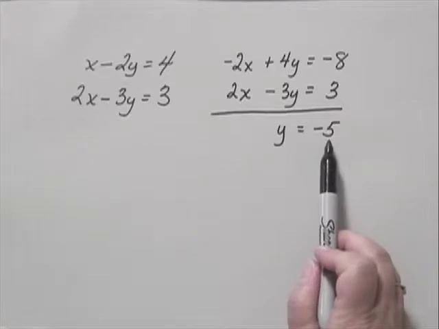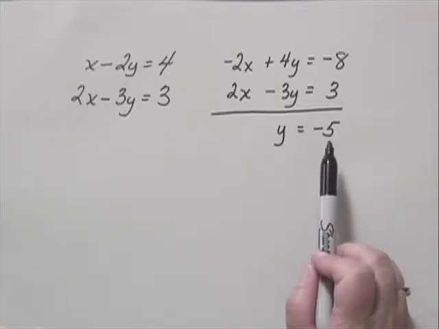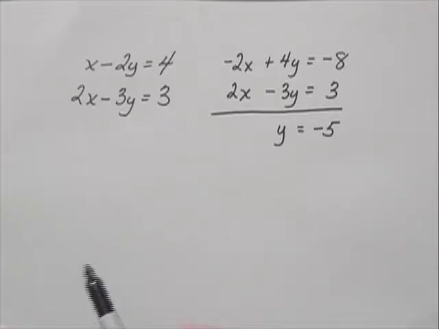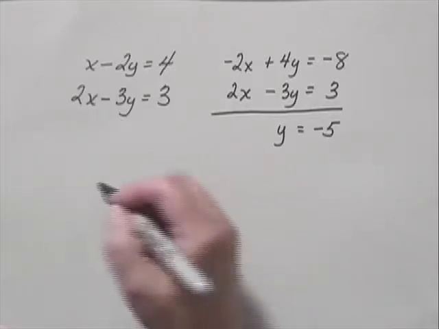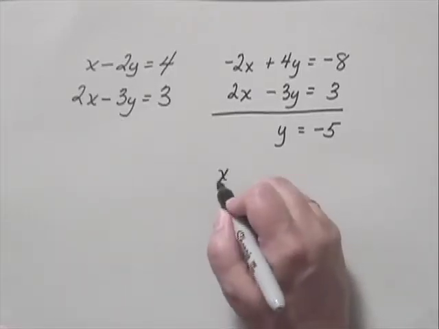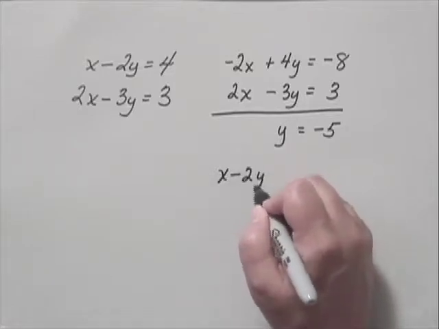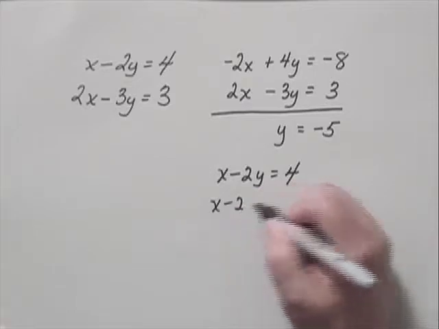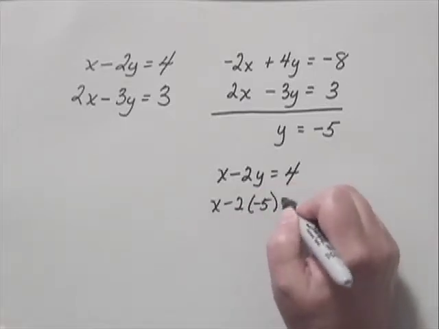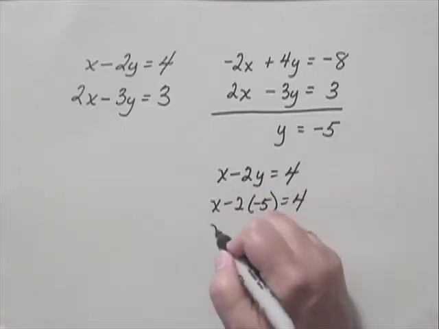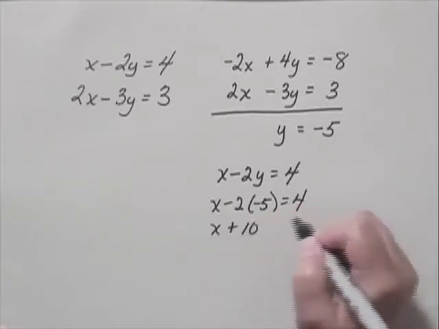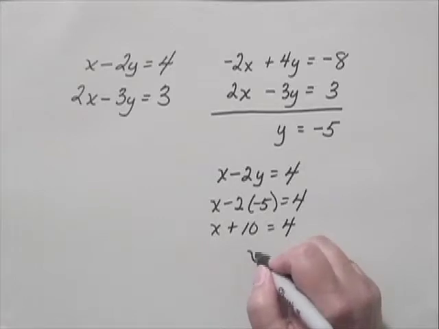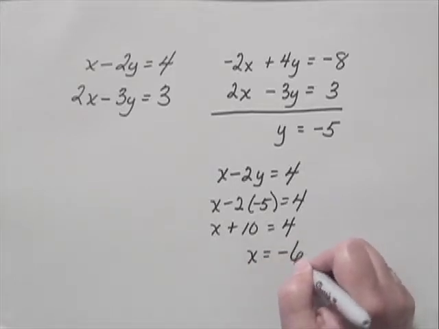So I found a value for y. And now I need to substitute -5 for y in one of the original equations and solve for x. And I'll choose the first equation. I have x minus 2y equals 4. x minus 2 times -5 equals 4. x plus 10 equals 4. Or subtracting 10 from both sides, x equals -6.